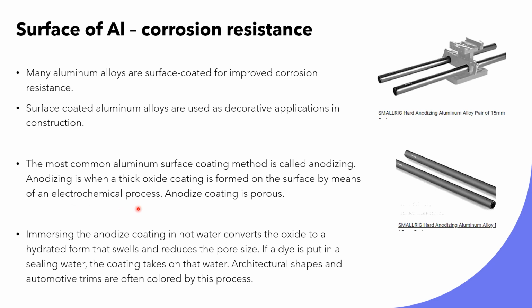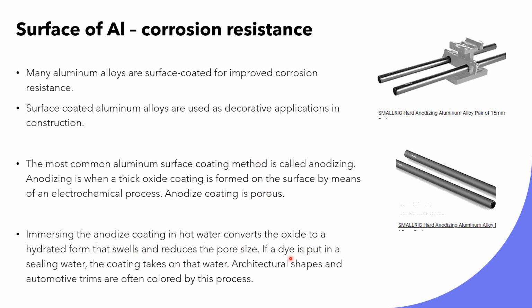This process actually is porous, meaning it makes pores in the surface of the aluminum. It's fast and it's good, but it makes pores. So if you immerse the anodized coating, there's a D actually at the end, anodized coating, and you put it in the water, it's going to convert the outside to a hydrated form. And that outside is going to swell and then reduce the pores in the coat.